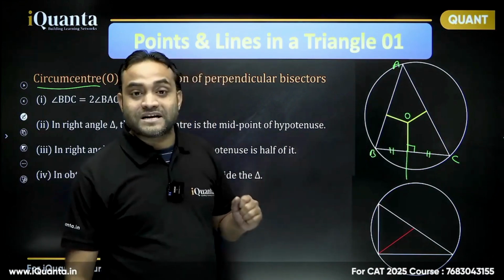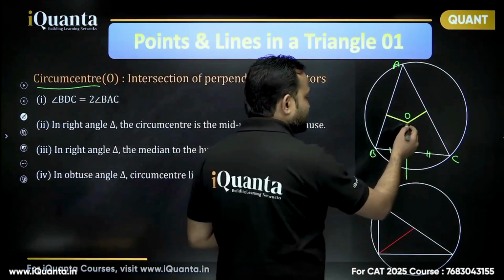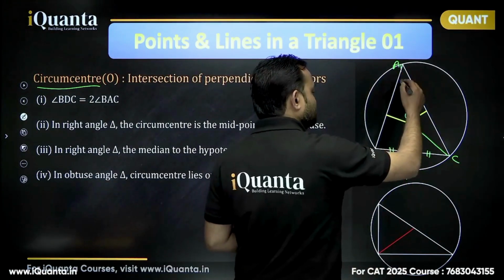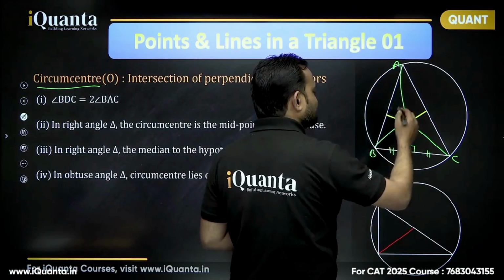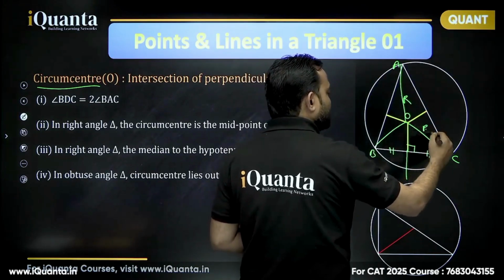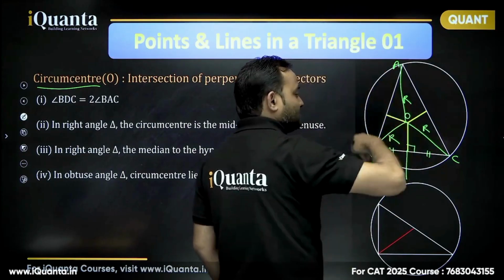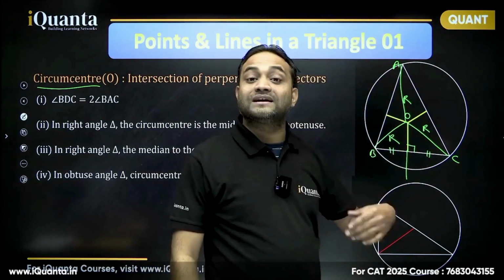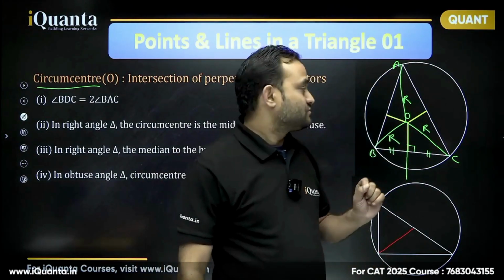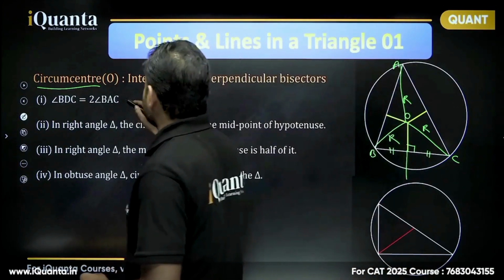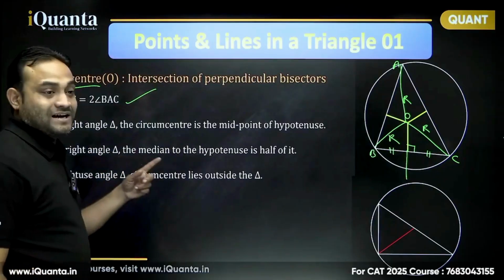The use of this circumcenter is that if I join this circumcenter to any vertex, all the three lengths will be equal. This will be R, this will be R, and this will be R. So using this we can draw a circle. Then this R is known as circumradius. All right. Now what are the properties? That angle BDC is equal to twice of angle BAC.